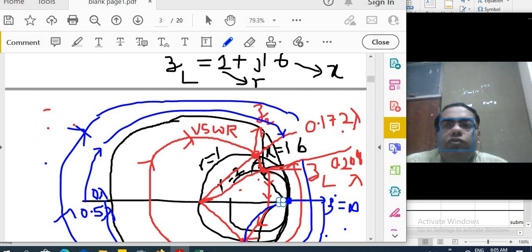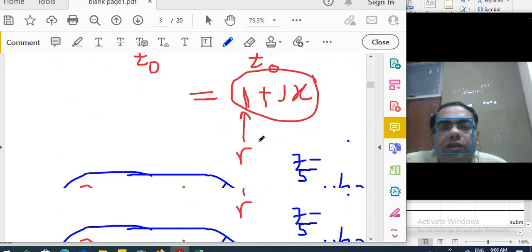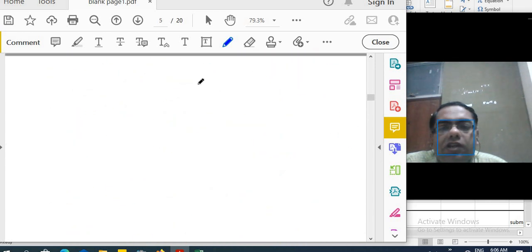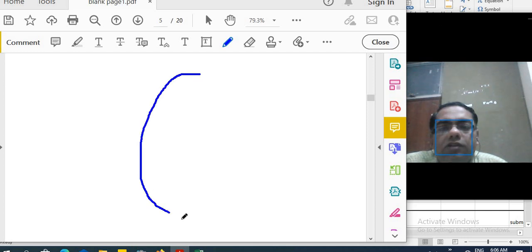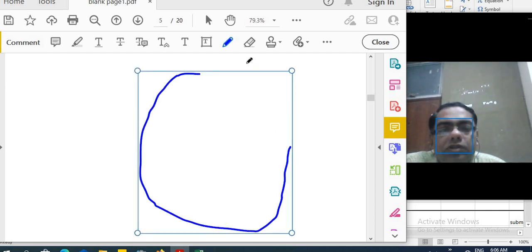See here, this point corresponds to 1.33. So I have to stop here. That means the x point is, okay, I'm showing this part, it has become clumsy once again. See, this was my Smith chart. I'm just drawing a rough circle.